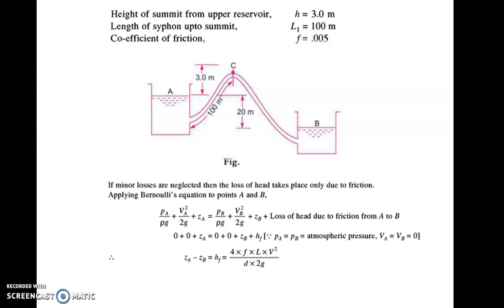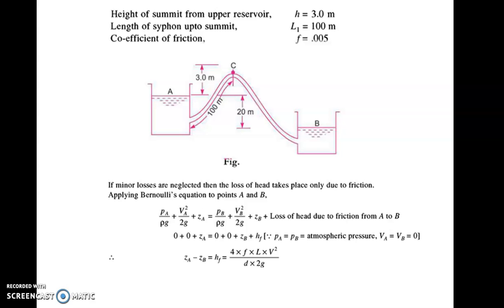Now we have to check whether this 3 meter will create cavitation or not. That is very important, otherwise you have to reduce that height of 3 meter. For that you have to find the vacuum pressure at point C, and that is our aim. The length of the siphon up to the summit is also given, 100 meter, because that will be required to calculate the friction loss from point A to C. The coefficient of friction is also given, F is equal to 0.005. In this numerical, the minor losses are to be neglected, so the loss of head takes place due to friction only.